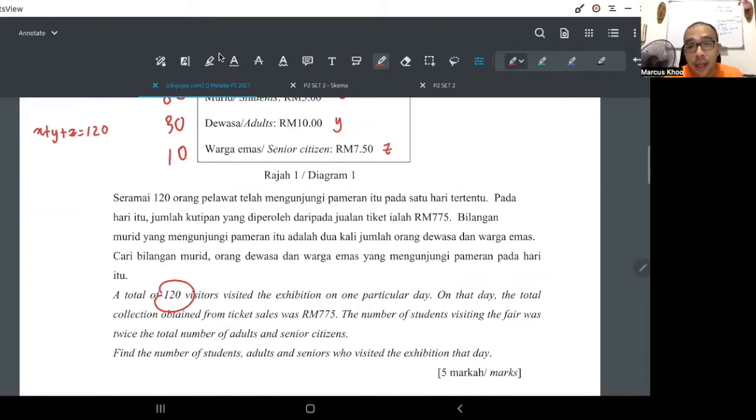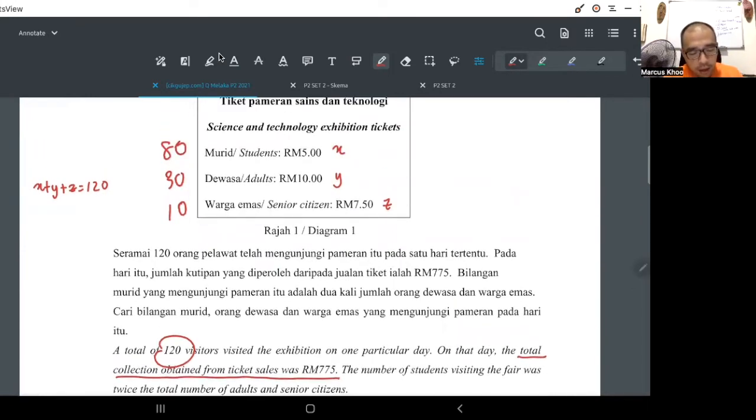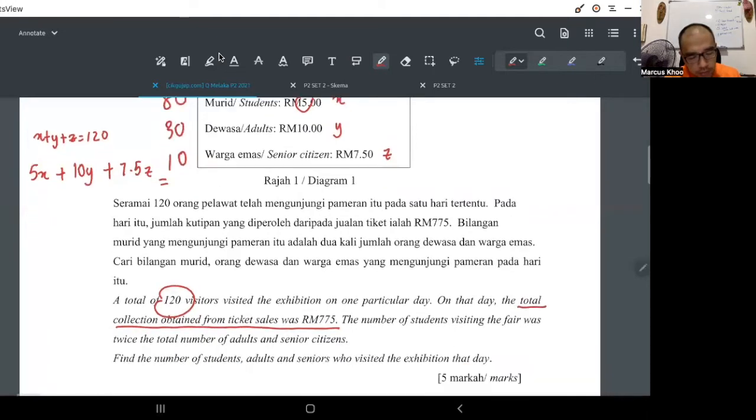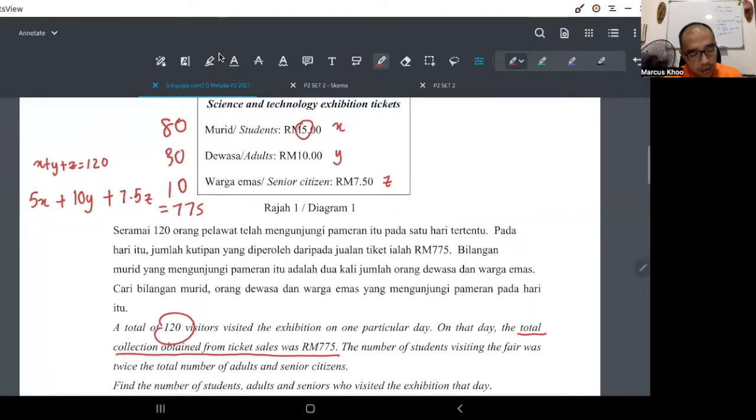Second sentence, on that day, the total collection obtained from ticket sales was 775. So jumlah bayaran tiket adalah 775. So if every student is 5 ringgit, so it will be 5x. Every adult is 10 ringgit, so it will be 10y, plus 7.5z will be equal to 775 ringgit. So this is the second equation. Okay, 5x plus 10y plus 7.5z equals to 775.